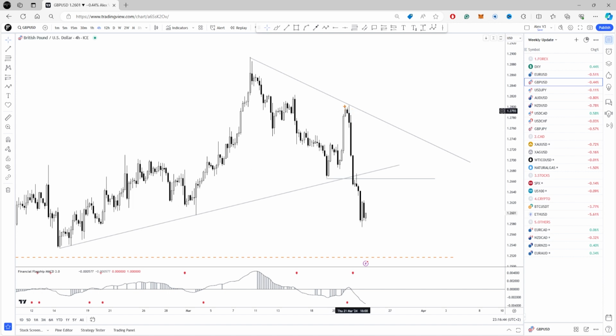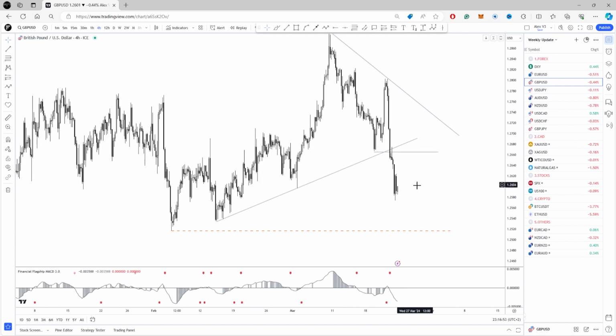GBPUSD, this one is dropping similarly. As you can see, the price started to drop. We took out this low, created a lower low here. So the way things are looking, I'm expecting in the beginning of the week a consolidation. Maybe the price will reach this level here and then push back down, taking out this low here.